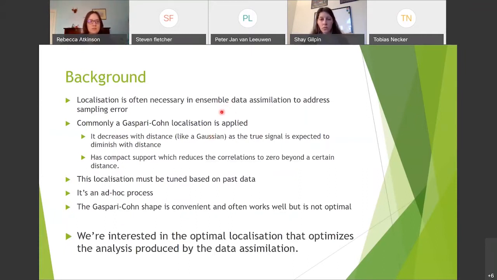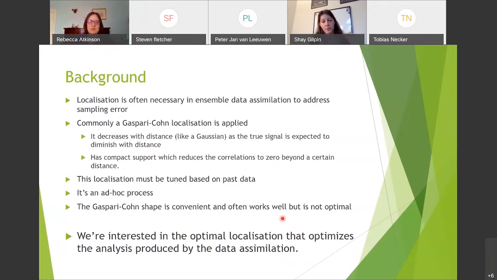Very briefly, localization is widely used in ensemble data assimilation to address sampling error occurring in the covariances. And then perhaps the most common form is Gaspari cone localization, which is similar in shape to the Gaussian but has compact support. It has a width that must be tuned based on past data, and that tuning process is quite ad hoc. It's used quite widely because it's been shown to be a convenient process that works quite well in most applications. However, it's not in any way a theoretically optimal shape.